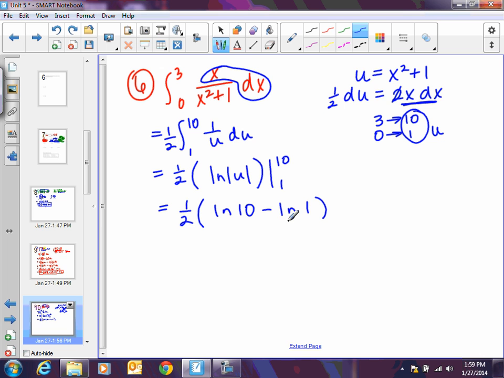One of these logs we know. Which one do we know we can evaluate? Oh, 1. Yes, natural log of 1 is 0. And so 1/2 natural log of 10 is a great answer. I'm going to challenge you just a little bit to think of one more way to write this answer. ln 10 over 2. You're close. Natural log of something. ln 10 to the 1/2, and probably on a multiple choice test it would be written like this: square root of 10.